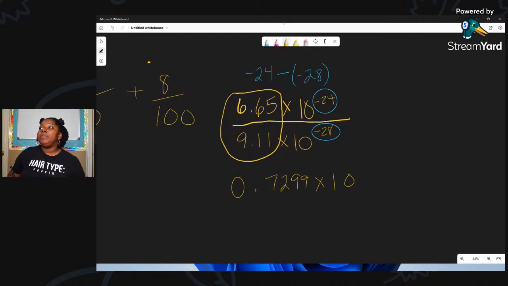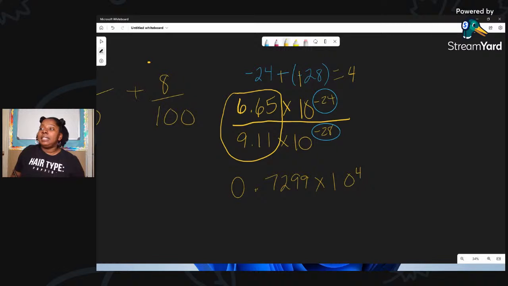All right, so negative 24 minus negative 28. You got that double negative, which is really a positive. And negative 24 plus 28 is positive 4. So this is 10 to the 4th power. Which we would really write, well, actually, they don't want it in scientific notation, right? They want standard form.